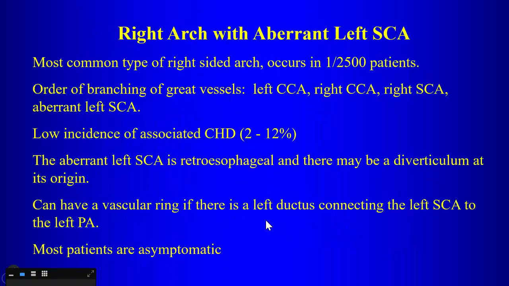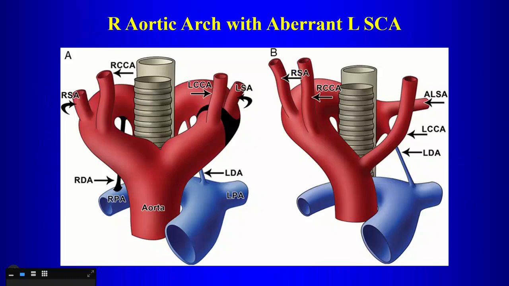There can be a vascular ring if there is a left ductus connecting to the left subclavian, although it tends to be a loose ring. So these patients are usually asymptomatic. So how does this occur? So here's your double arch model. Interruption occurs here, okay? And so you're left with a right arch with an aberrant left subclavian artery.